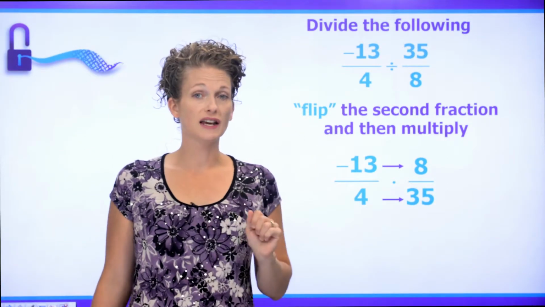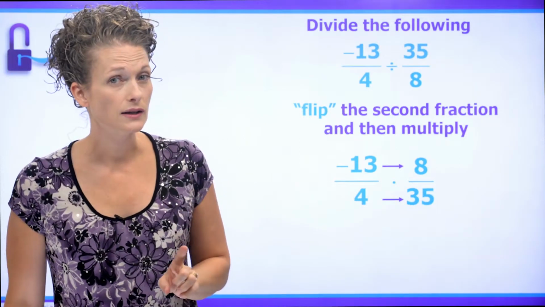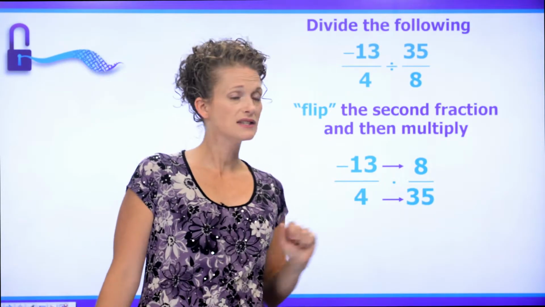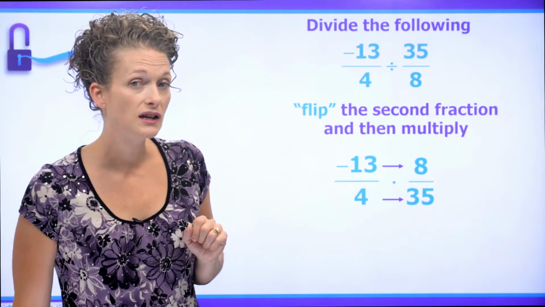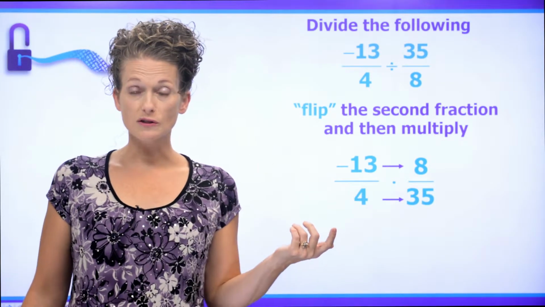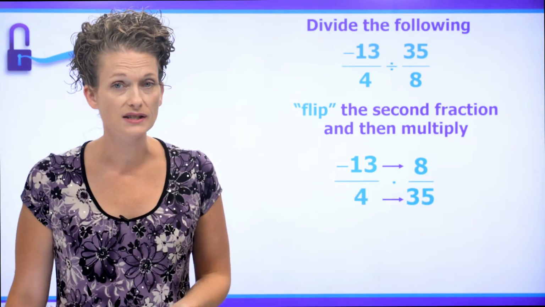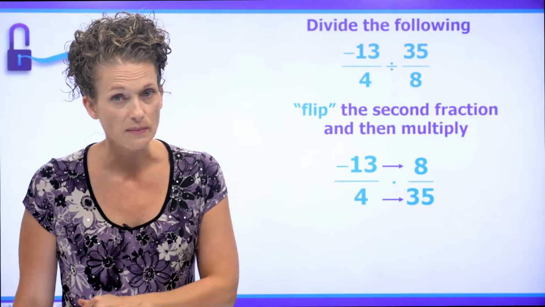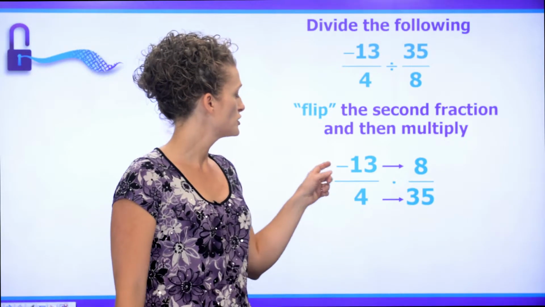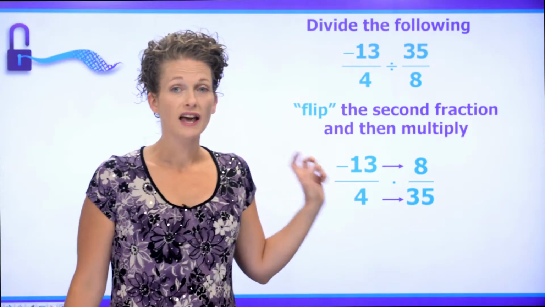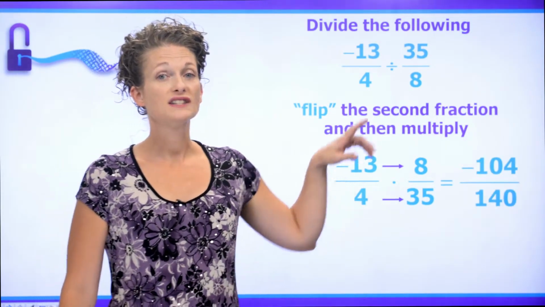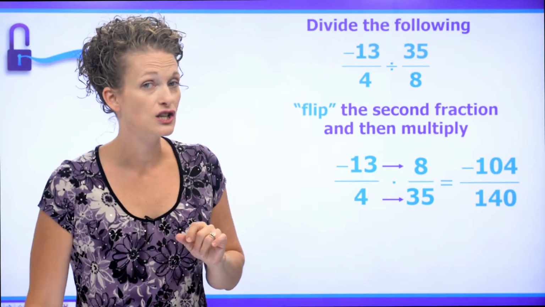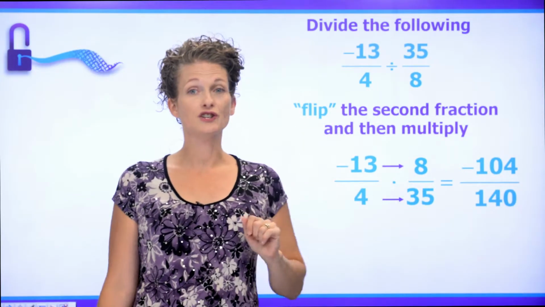Now here's where the negatives come into play. Negative 13 times a positive 8 is going to give us a negative answer because as we learned before, a negative times a positive is always a negative. So the same rules apply, doesn't matter that there's fractions. So we're going to multiply negative 13 times 8 and 4 times 35, and we're going to see that we get negative 104 over 140.